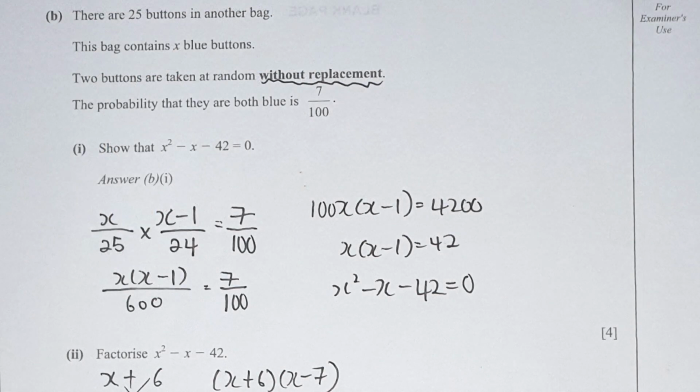For the next part, question B, 25 buttons in another bag. This bag contains x blue buttons. 2 buttons are taken out without replacement. The probability that both of them are blue is 7/100. So x over 25 times x minus 1 over 24 equals 7/100. By combining the fractions on the left hand side together and cross multiplying, you should be able to prove the equation.